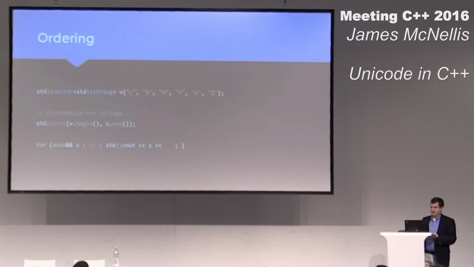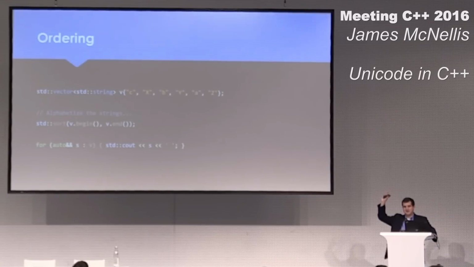So here we've got a vector. It contains the letters C, X, B, Y, A, and Z. And we're going to use std sort to alphabetize the strings, and then we're going to print out the result. How many people here think that that is what this is going to do? How many think this is not what this is going to do? How many people are not sure?